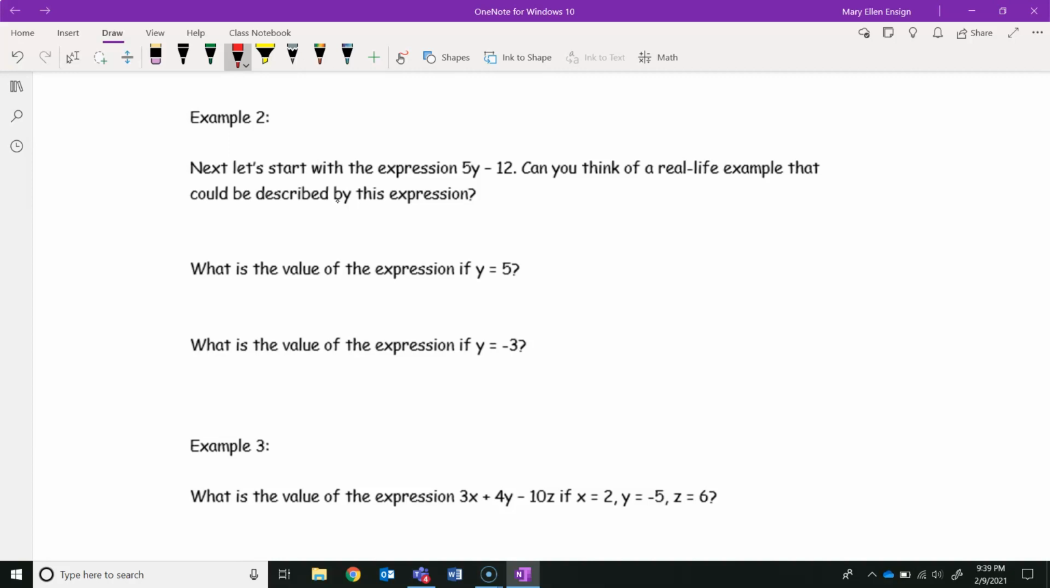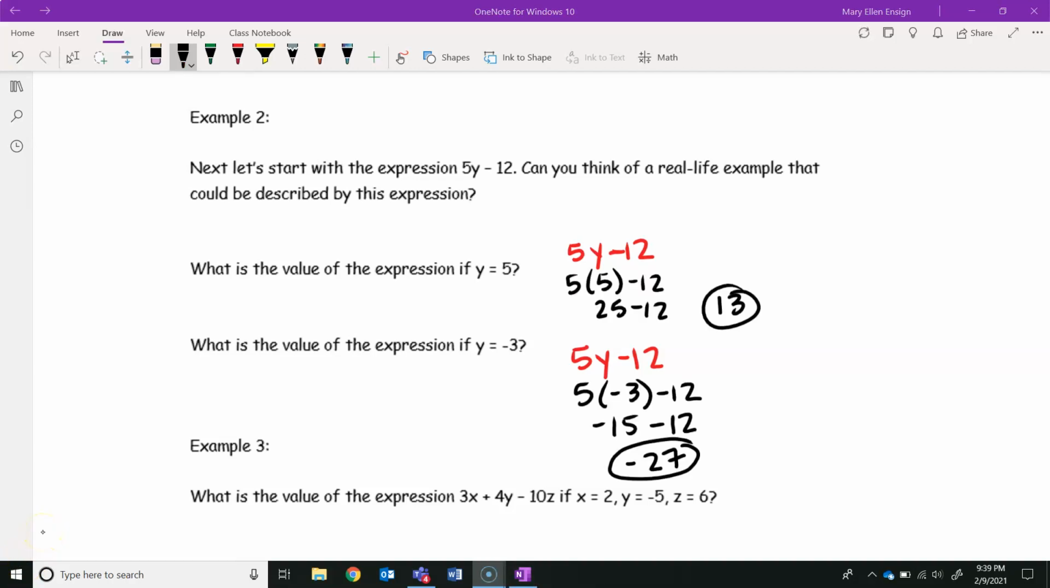Okay, so now go ahead and pause the video and see if you can find the value of the expression when y equals 5. So you'll start out with 5y minus 12. Think about what you would get if y equals 5. And then, again, start out with 5y minus 12. See what you would get if your value of y was negative 3.